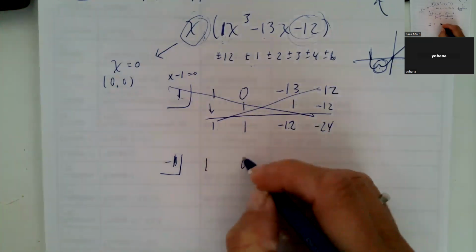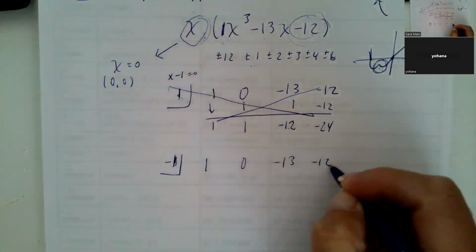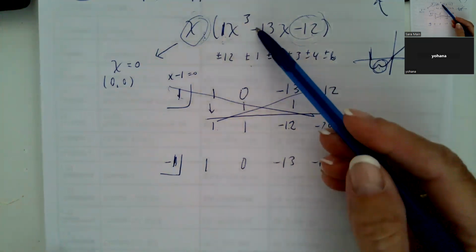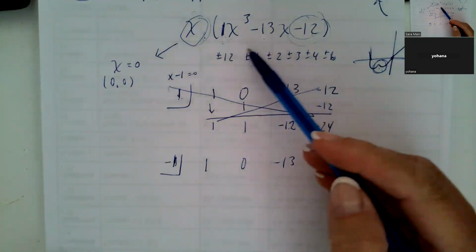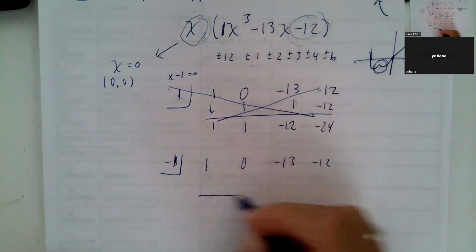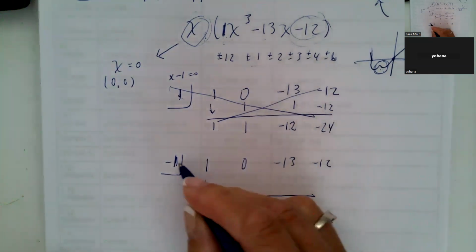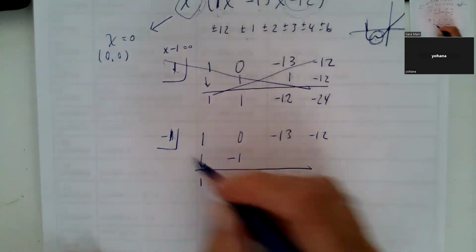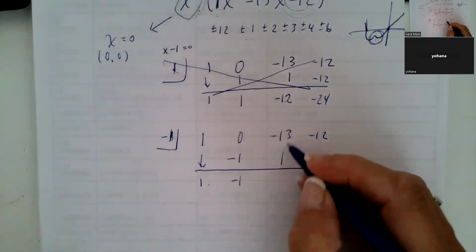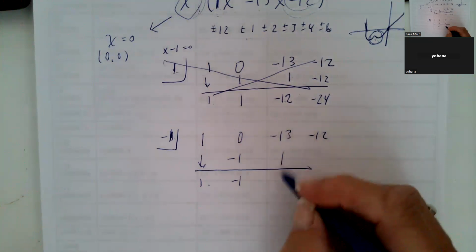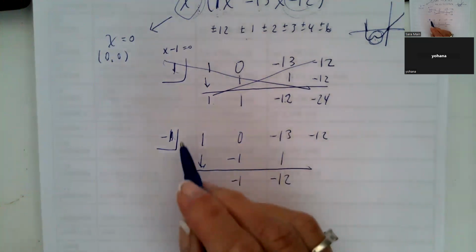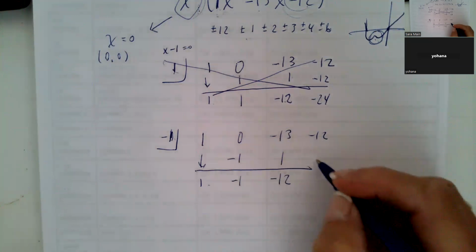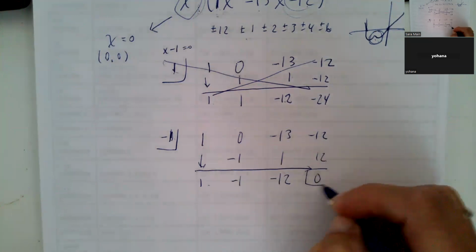So again, rewriting my coefficients. Always remember, if you don't have a term, you have to fill it in as a 0. We don't have an x squared term, so that has to be a 0. Okay. So I'm bringing down my 1. This becomes a negative 1. Add to 0, we get a negative 1. This becomes a positive 1. Add a negative 13 and a positive 1, we get a negative 12. Multiply a negative 1 and negative 12, we get a positive 12. And boom, we get a 0.